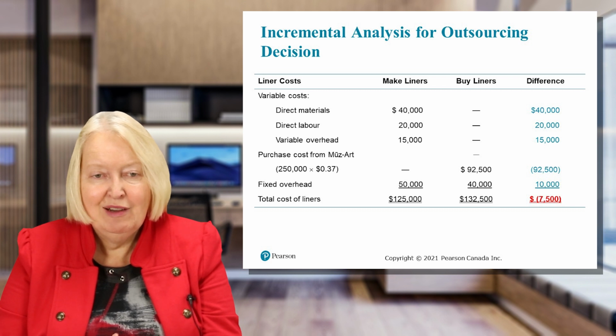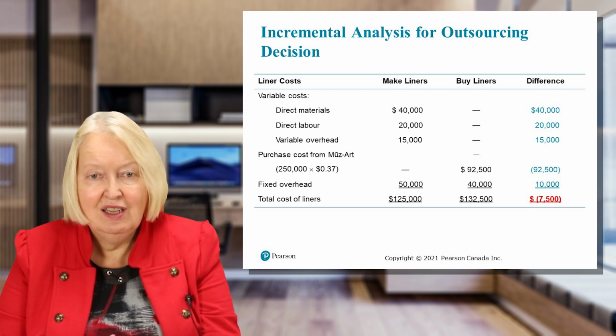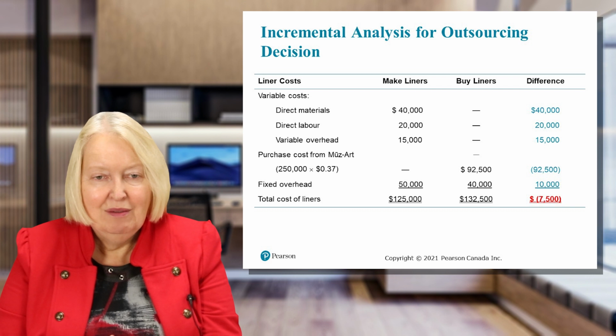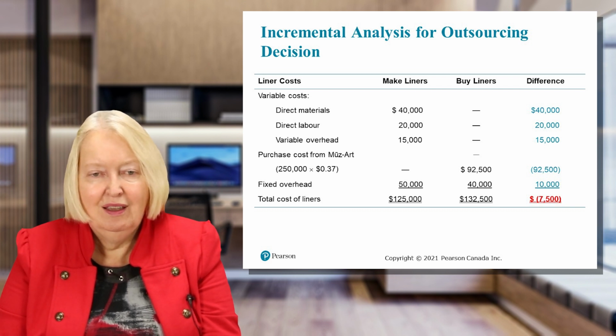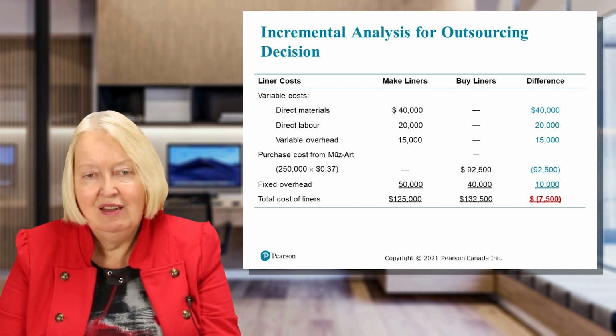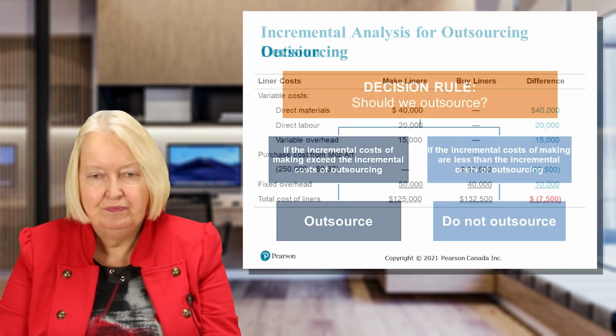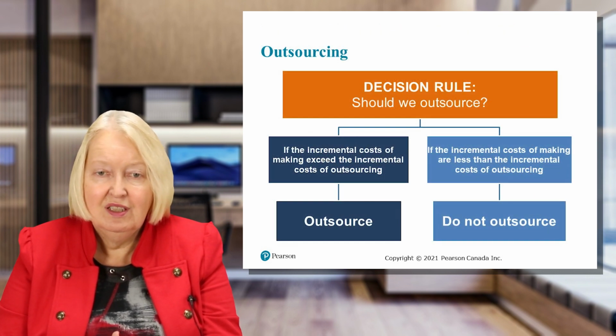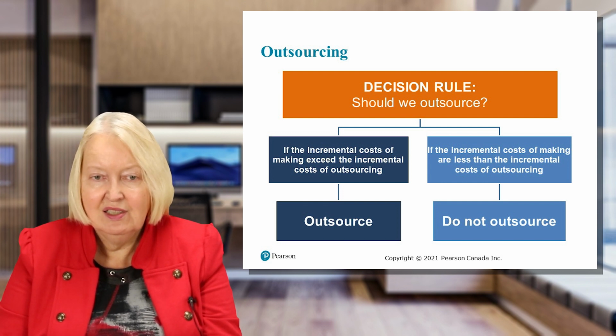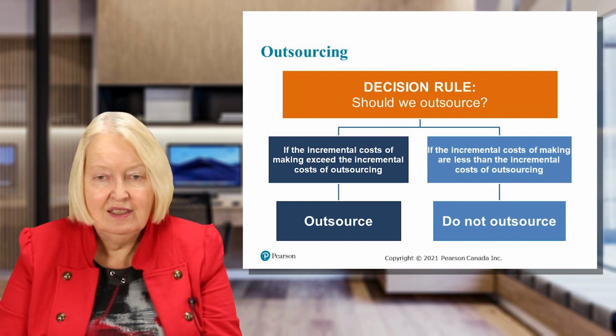So while at the outset it seemed, oh, this is a great idea, they can provide us the product with a price that's lower than what we can make it for. But you also have to take into account the fixed cost, how much of those costs will still continue. So the decision rule about outsourcing: if the cost of making it exceeds the cost of outsourcing, then you would outsource. Whereas if the cost of making it is less, then of course you don't outsource.